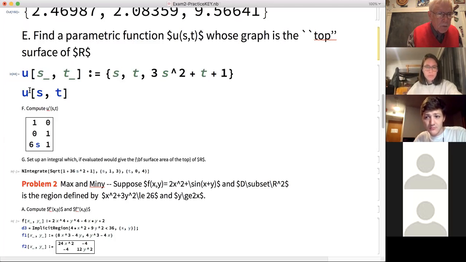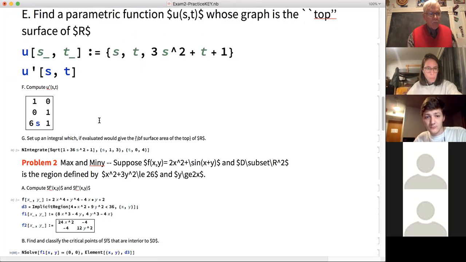So then I think we're supposed to find u prime of s and t. So I did it by hand here. It's a 3x2 matrix. So here we have an X coordinate, a Y coordinate, and a Z coordinate. Those are going to be the rows. The columns are the S column and the T column, representing the two variables that we have.